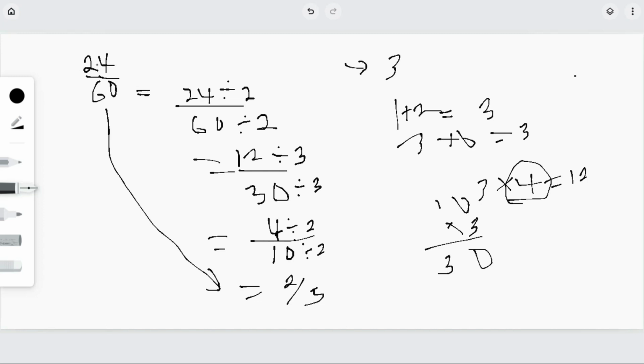But we check 3 can go in 24 but 3 cannot go in 60. Sorry, I made a mistake there. To check if 3 can go into 24, that's 2 plus 4, that's 6. So 3 can go into 24 without remainder, and 3 can go into 60. So that means you can use 3 to divide this here.